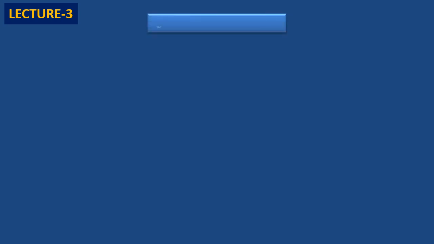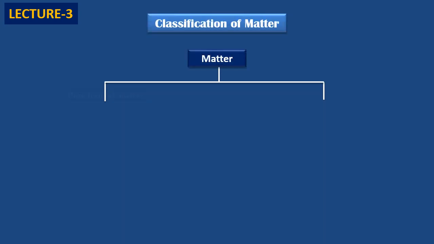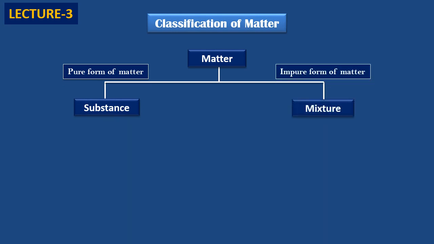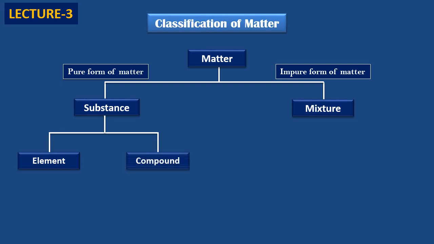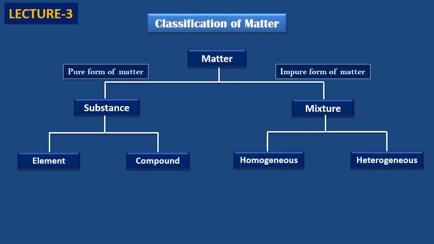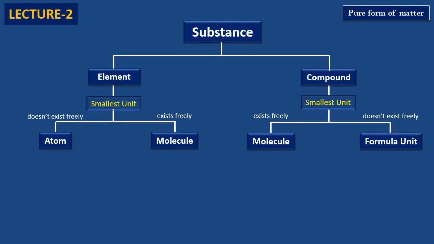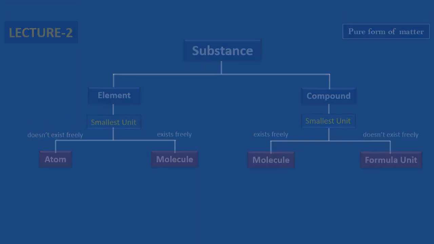So students, let's recall what we have studied so far. In lecture number 3, I talked about the classification of matter and described its various types, that is substance and mixture, which are further classified as element and compound, homogeneous and heterogeneous mixtures. But before this lecture, in lecture number 2, we investigated the particles of matter, that is atom, molecule, formula unit and ion.